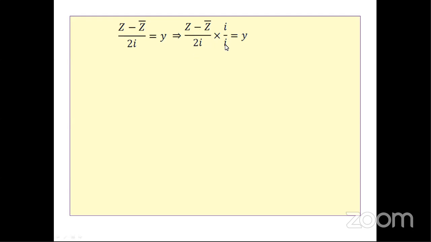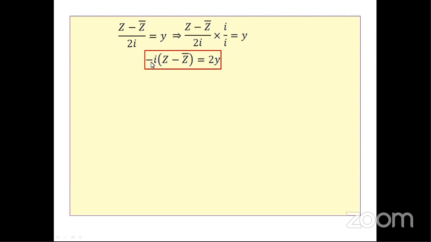Then 2i into i becomes 2i square. But what is i square? i square is minus 1. So that minus, when you shift to the numerator, you will have it as minus i into z minus z bar is equal to 2y. We are just sending this 2 here, so it becomes 2y. Okay. i square is minus 1. That minus is taken in the numerator.